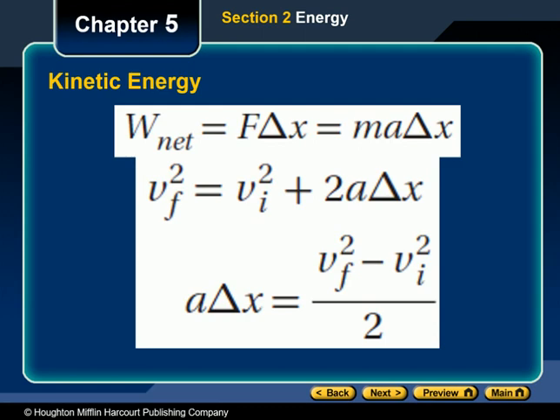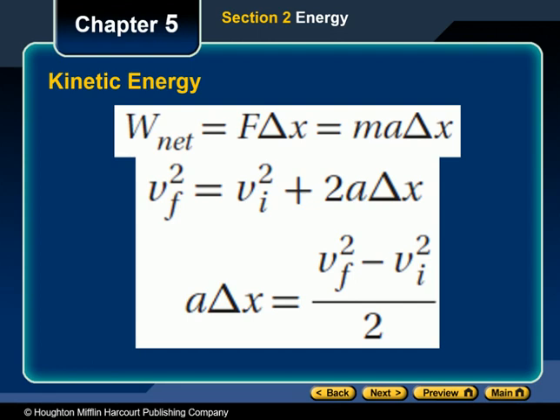If the cart is displaced a distance of delta x, the work done by F during this displacement is equal to force times delta x, which is equal to the mass of the object times the acceleration times the displacement, m a delta x. When you studied one-dimensional motion, you learned that the following relationship holds when the object undergoes constant acceleration.